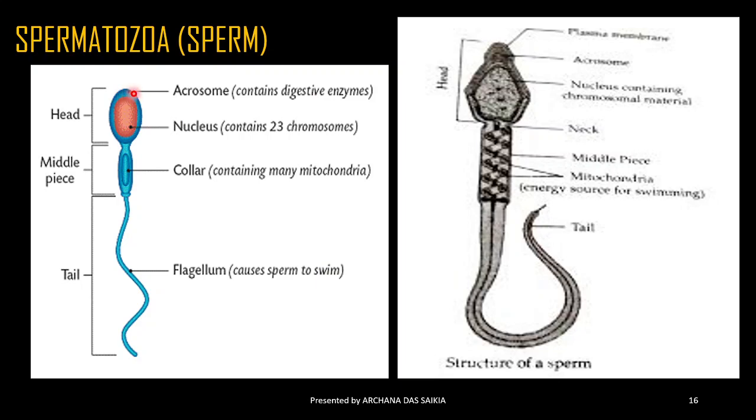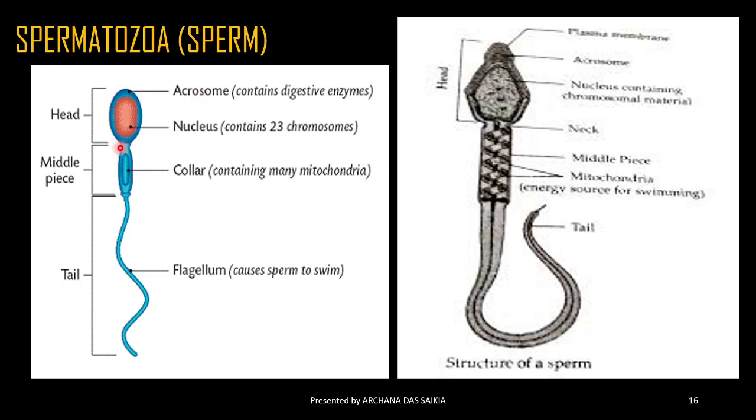This tip has a lot of significance during fertilization. It contains digestive enzymes, also known as sperm lysins, because this is the structure which, when it comes in contact with the egg, will dissolve the membrane of the egg and let the chromosomes from the sperm enter into the egg to form the zygote. So the acrosome has a lot of significance.